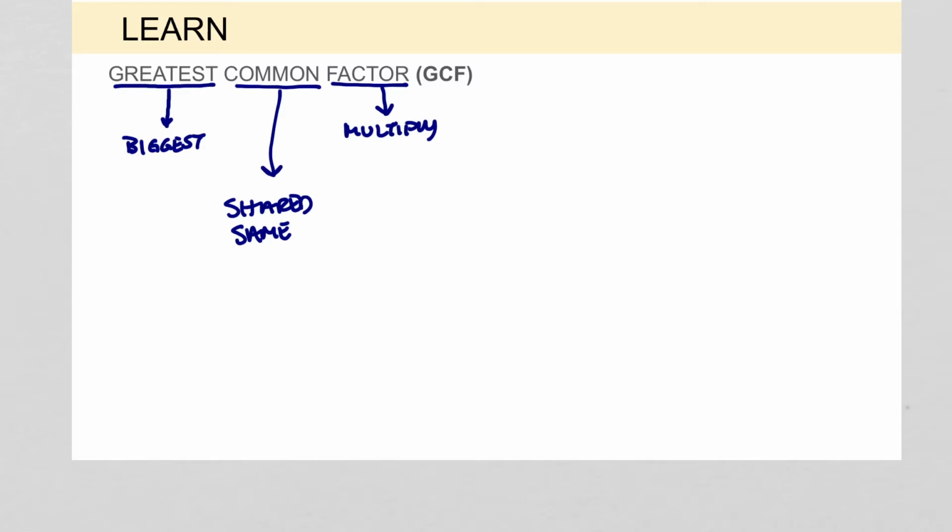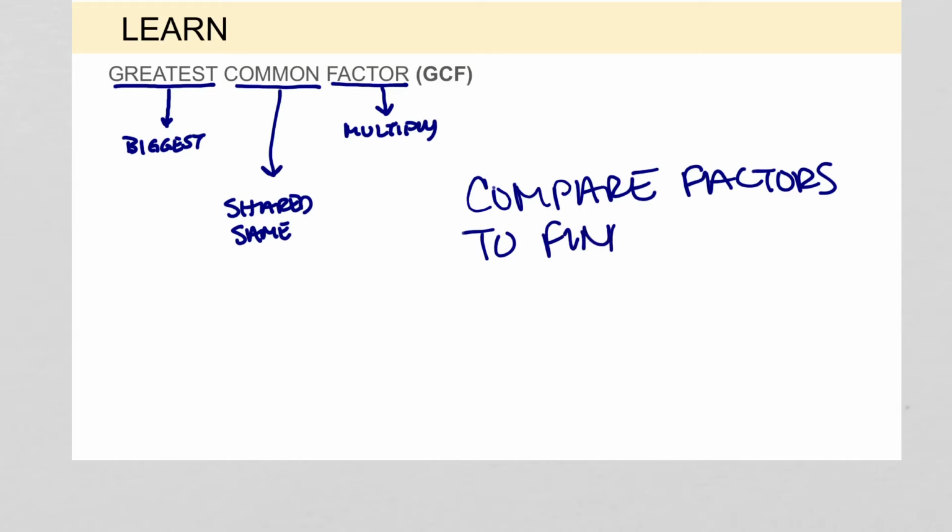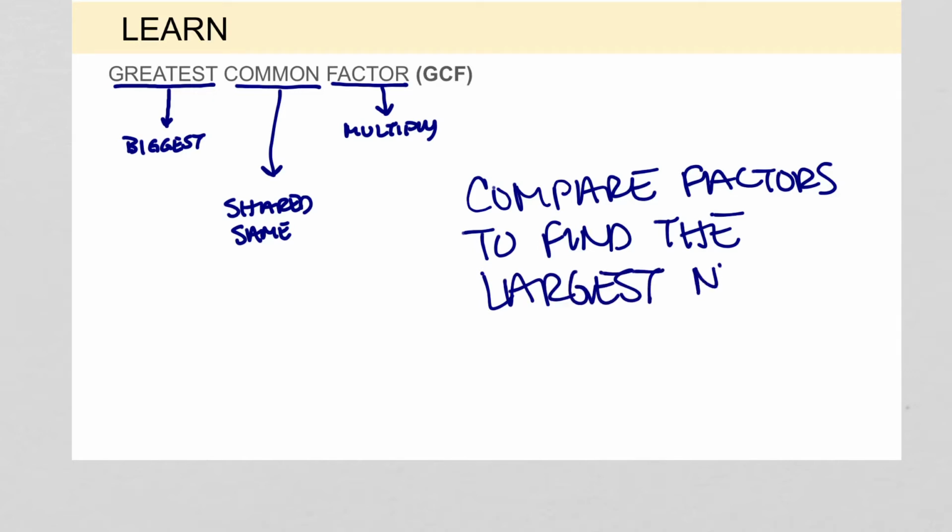So when we're talking about the greatest common factor, we want to find all the factors of whatever numbers we're comparing, and we're going to compare factors of different numbers to find the greatest one, or the largest, or the biggest, the largest number in common. That's all a GCF is.